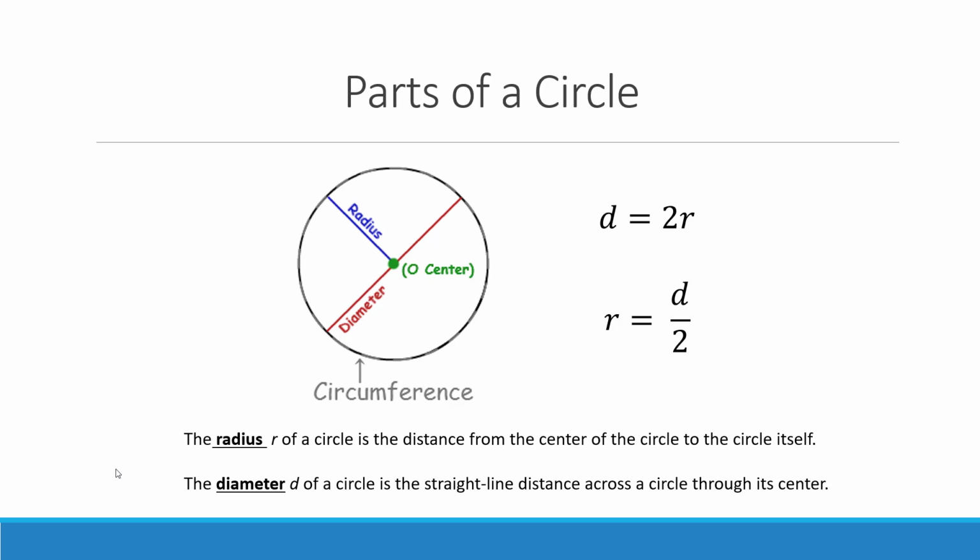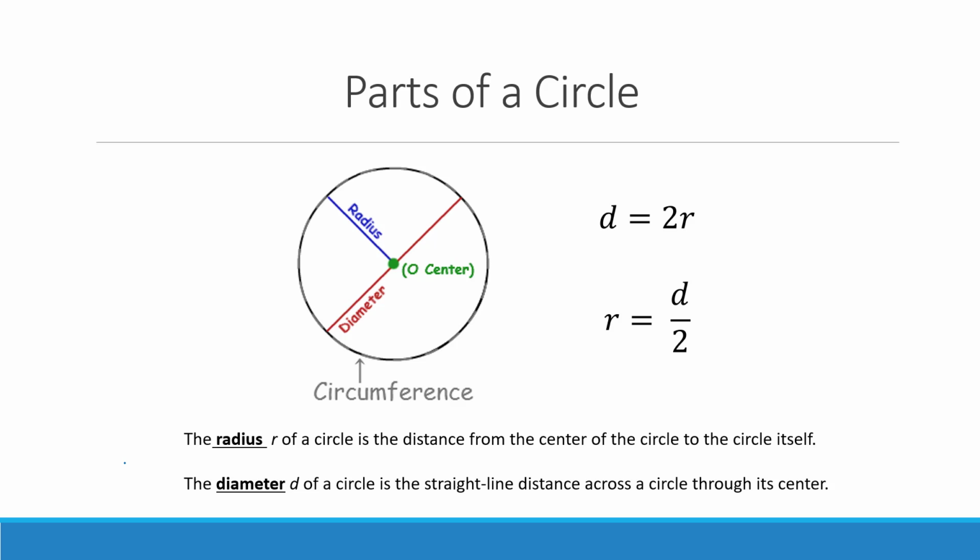All right, I know geometry is a long unit, but we're almost there, guys. So one of the topics that you're going to need to know is how to find the area and the circumference of a circle. So you really need to know how to go between the diameter and the radius of a circle.